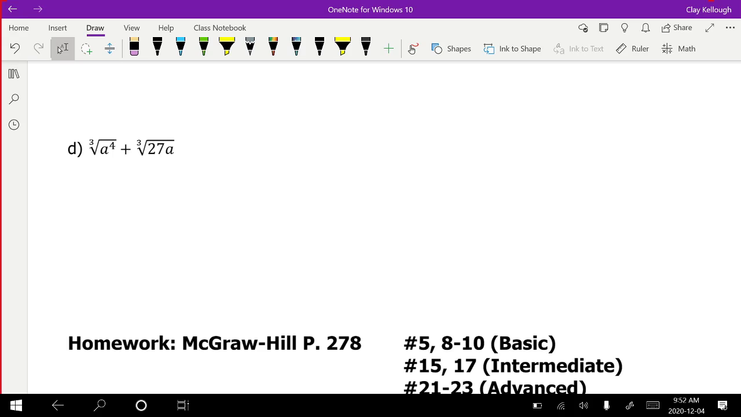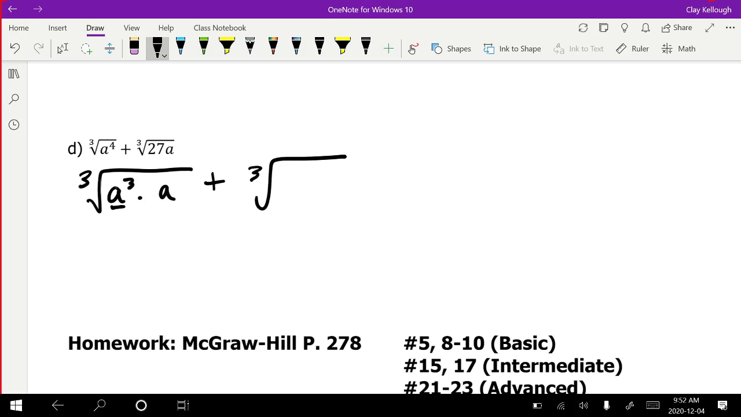All right, what's the biggest perfect cube in a to the 4? Well, I'll do this one in 2 steps. It's got an a cubed times a in it, so there's the perfect cube there. And this one, 27 is a perfect cube. So let's leave it alone. All right, this a escapes its radical jailer, and it becomes a. And this 27 escapes its radical and becomes a 3.